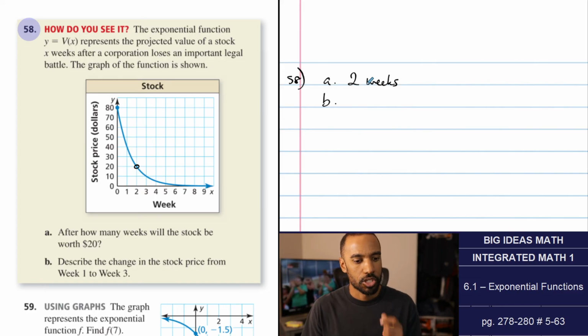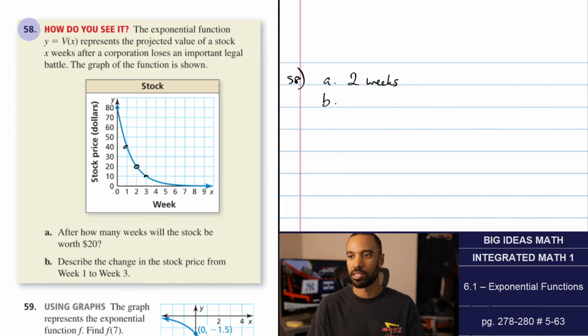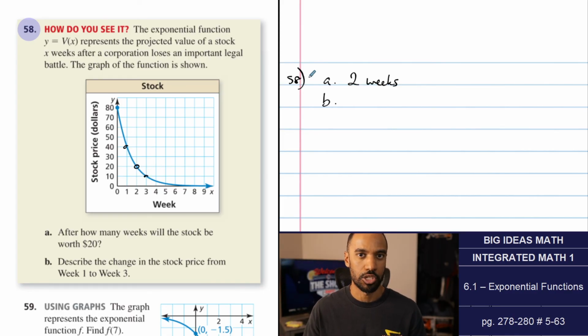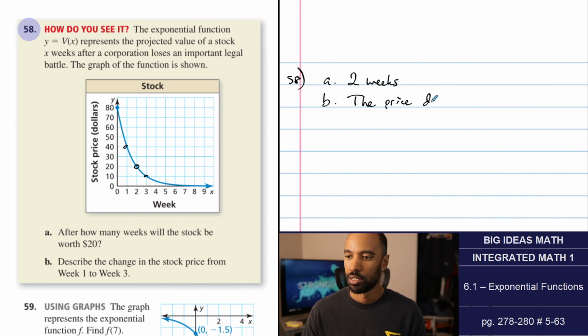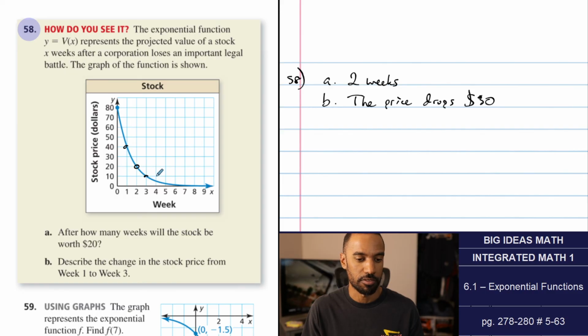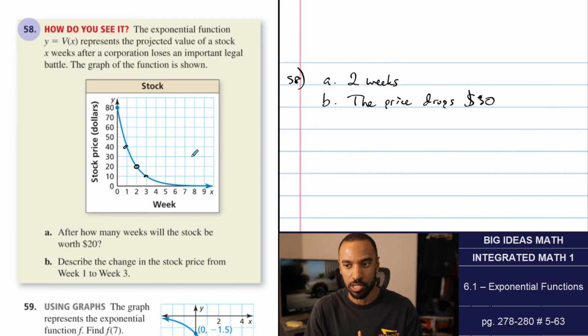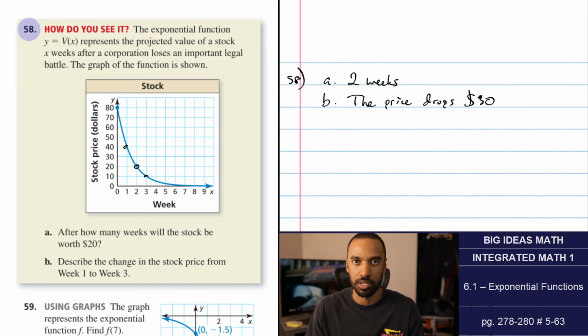Part B. Describe the change in the stock price from week 1 to week 3. So week 1 was at $40, week 3 is at $10. So I can state that from week 1 to week 3, the price dropped $30. Now, that's just a difference. It doesn't explain the percentage difference. What I'm seeing as a percentage loss is every week it's losing half its value, losing 50%. I'm not describing it that way. It just says compare those two values, and a comparison is a difference.